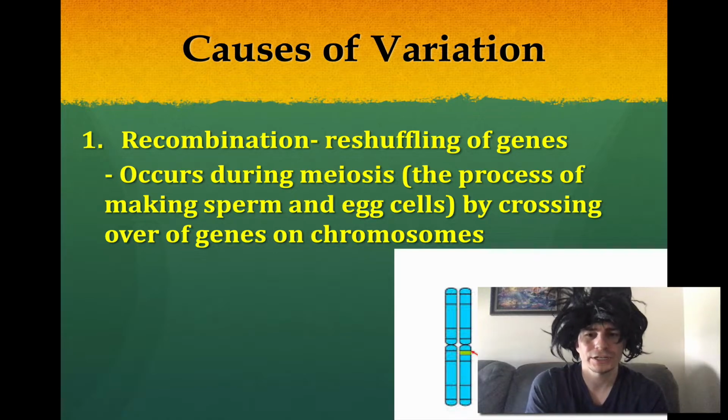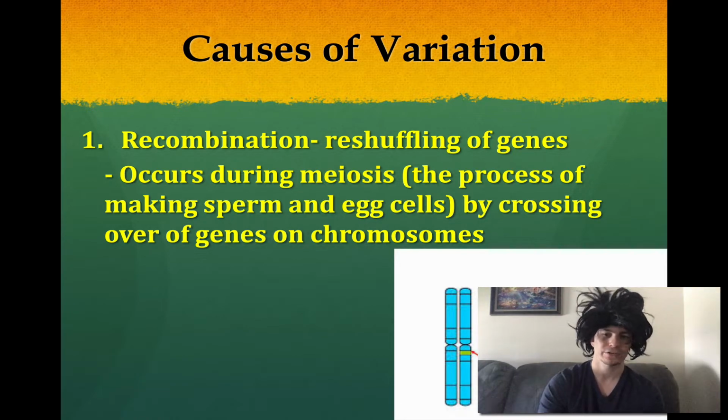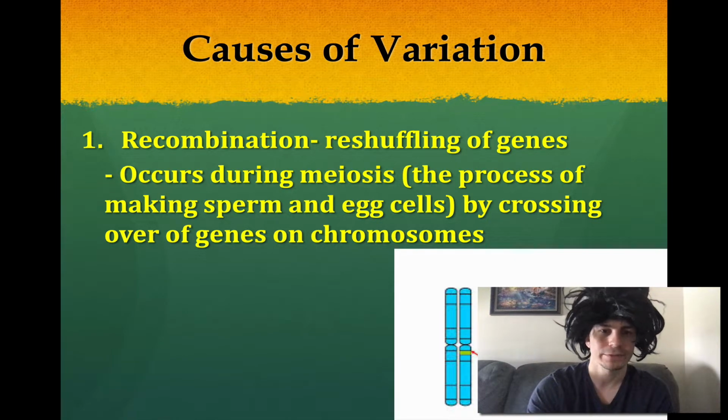So recombination, we are going to shuffle the genes. If you guys remember crossing over from meiosis during prophase 1, that's recombination. We reshuffle the genes from your parents in order to make you have different characteristics than your parents. That's variation. That's all recombination is, guys. It's recombining your genes so you don't look like exact copies of your parents.